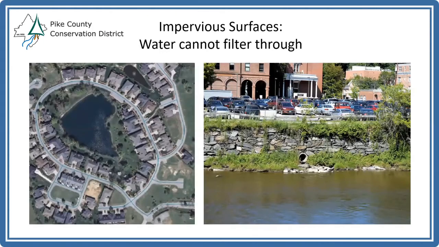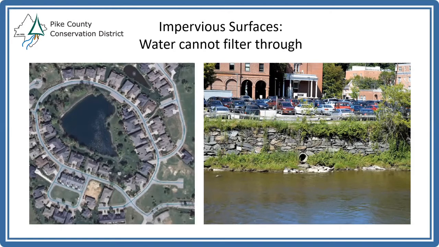So something that accelerates non-point source pollution and accelerates stormwater are impervious surfaces. An impervious surface is a surface that water cannot filter through. So that's things like roads, parking lots, driveways, rooftops. All of these things are places where we could put non-point source pollutants and have that stormwater pick up those pollutants and accelerate over the land, collecting all those pollutants in one point.